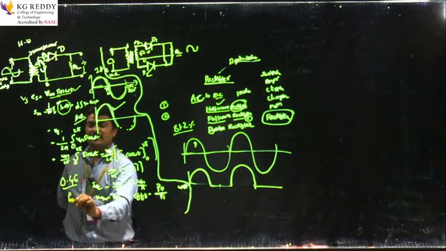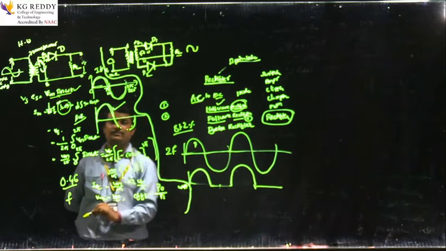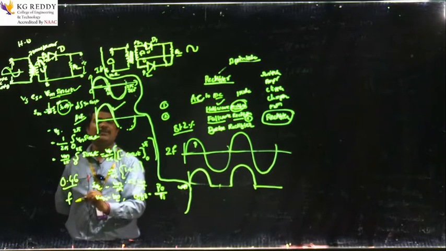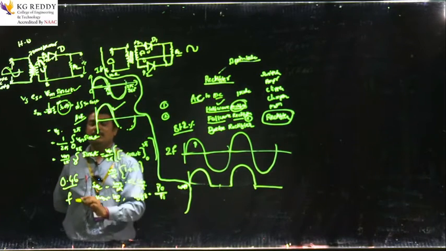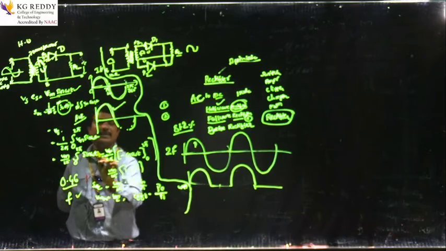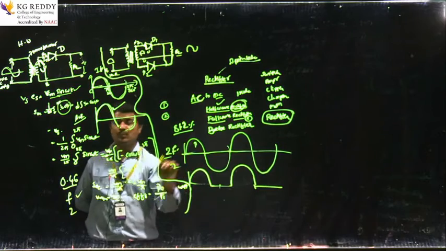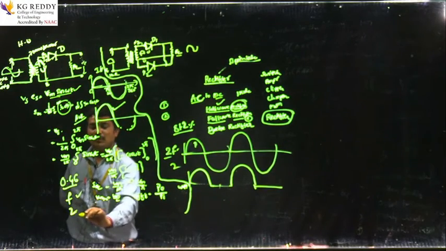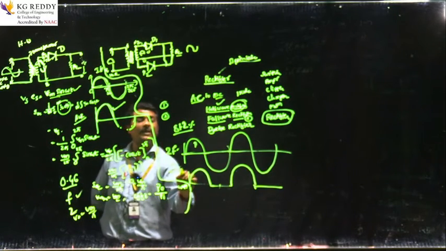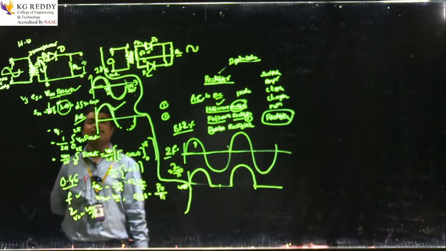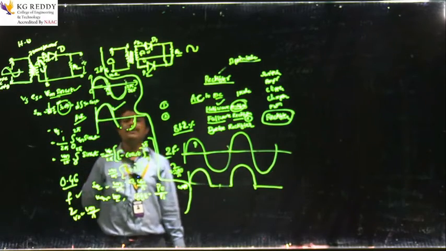Next, the frequency of a half wave rectifier is F, and for a full wave rectifier it is 2F. The efficiency is 40.6 for the half wave rectifier, whereas for the full wave rectifier it is 81.2. The peak factor is 2, and it is the same for both. Next, VDC is Vm by pi for the half wave, and 2Vm by pi for the full wave, because it is double. These are the main differences between half wave and full wave rectifiers.